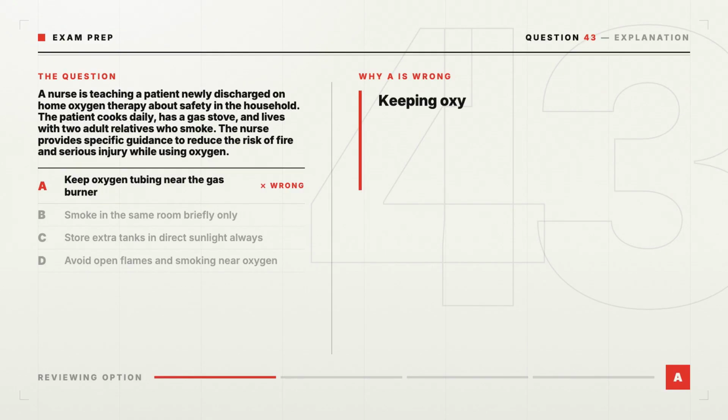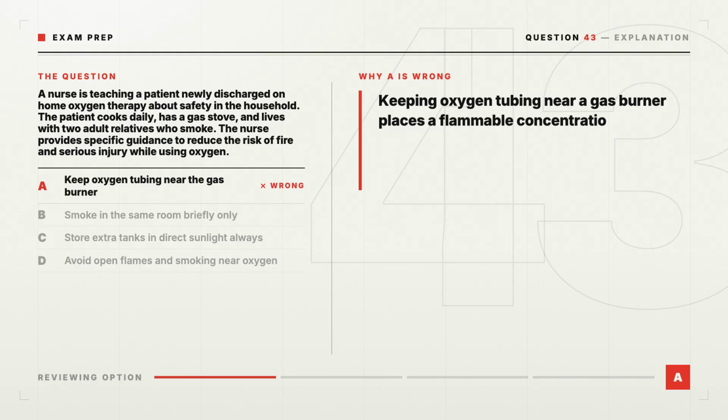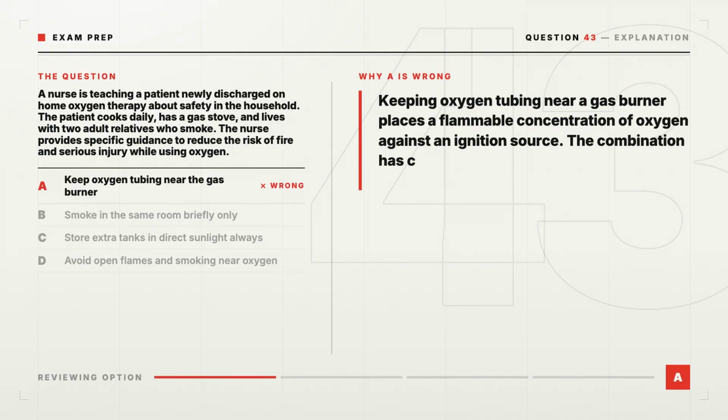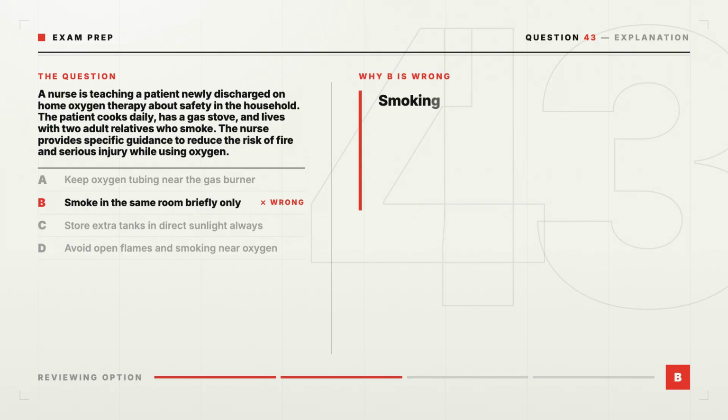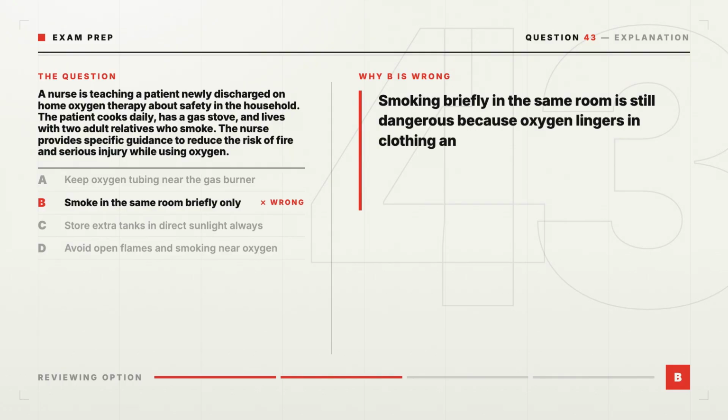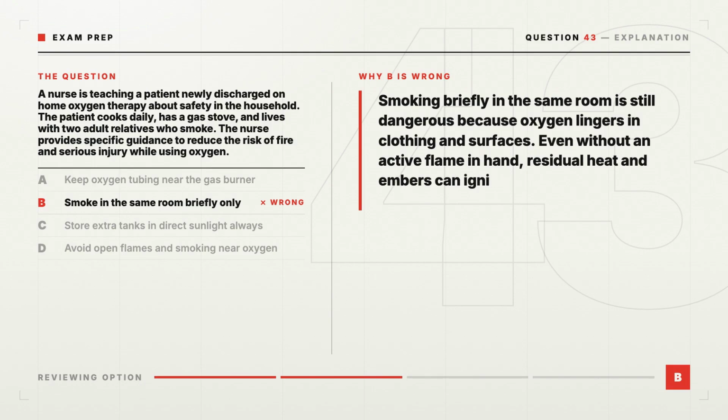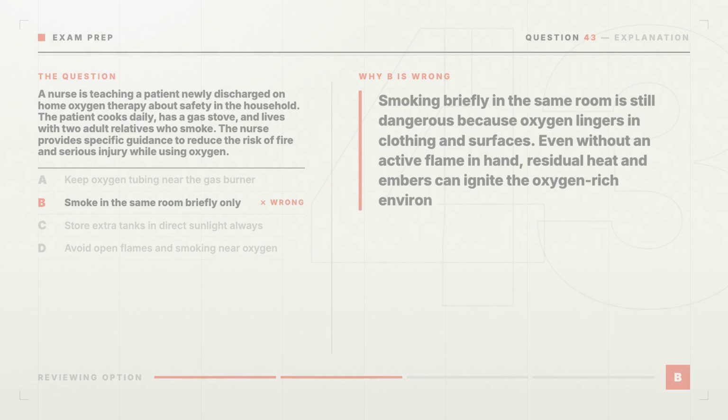A is wrong because keeping oxygen tubing near a gas burner places a flammable concentration of oxygen against an ignition source. The combination has caused severe burns and house fires in patients on home oxygen therapy. B is wrong because smoking briefly in the same room is still dangerous, because oxygen lingers in clothing and surfaces. Even without an active flame in hand, residual heat and embers can ignite the oxygen-rich environment.